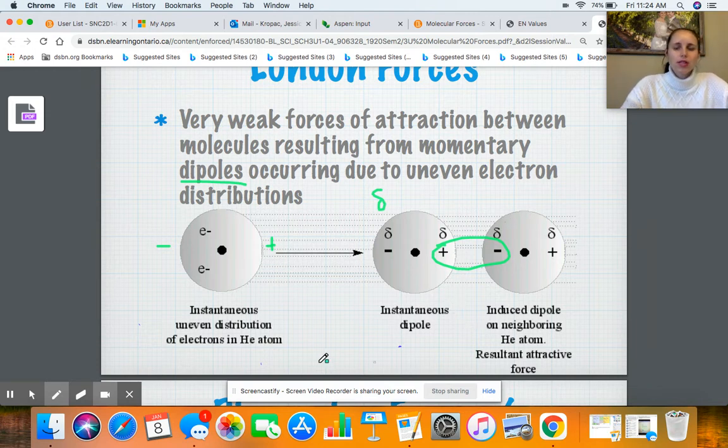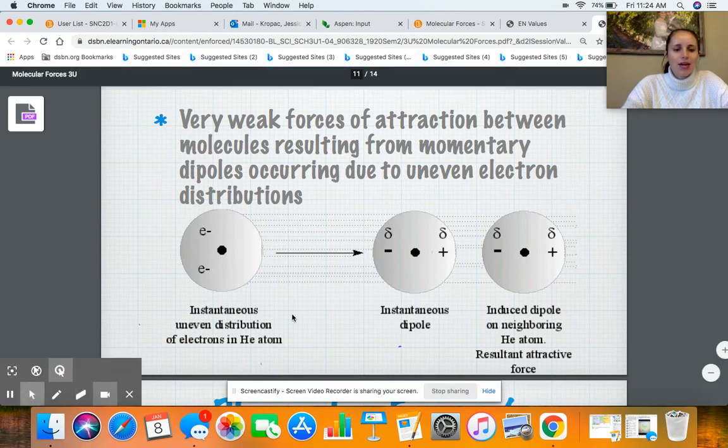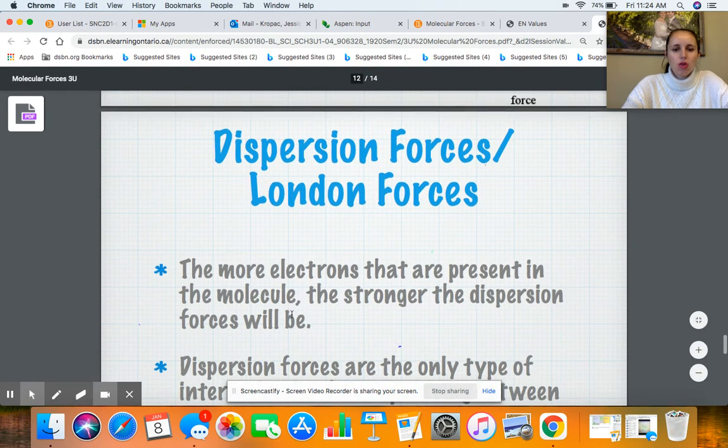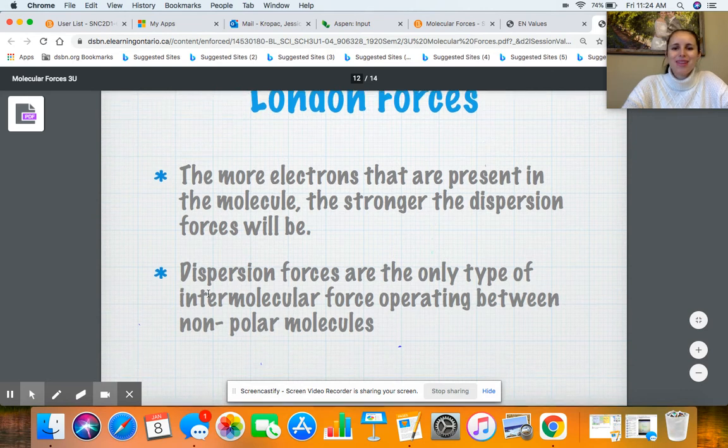So London forces or dispersion forces happen in everything, but they are extremely weak because they don't last, and they're based sheerly on that uneven distribution. So that's our weakest bond. Let's take a look now at our next strongest bond. Oh, I lied. I have a little bit more I want to say, apparently.